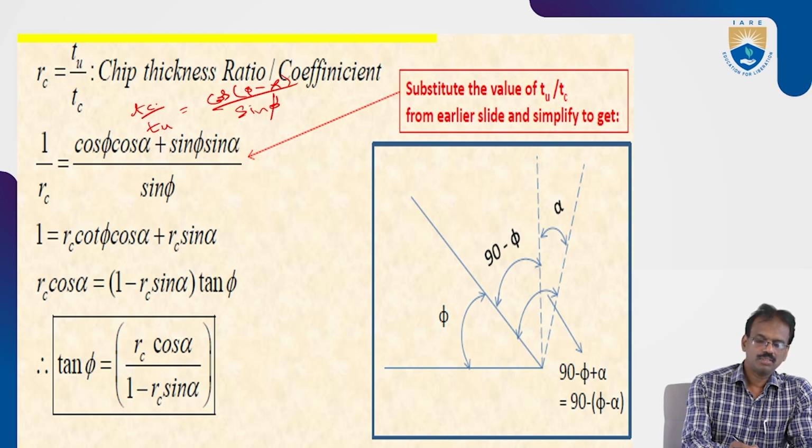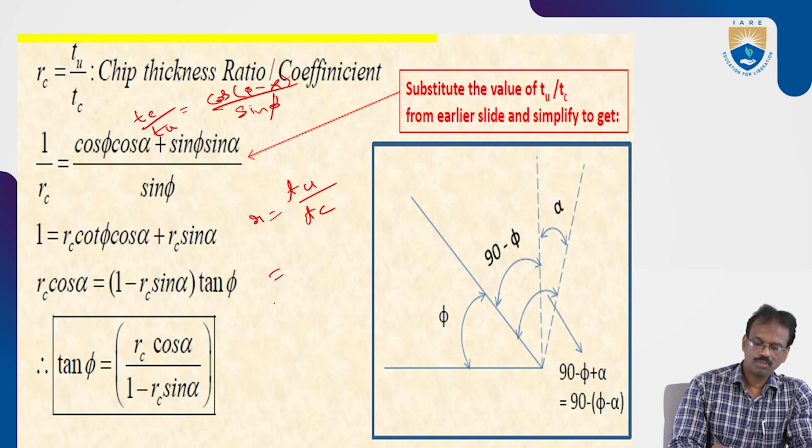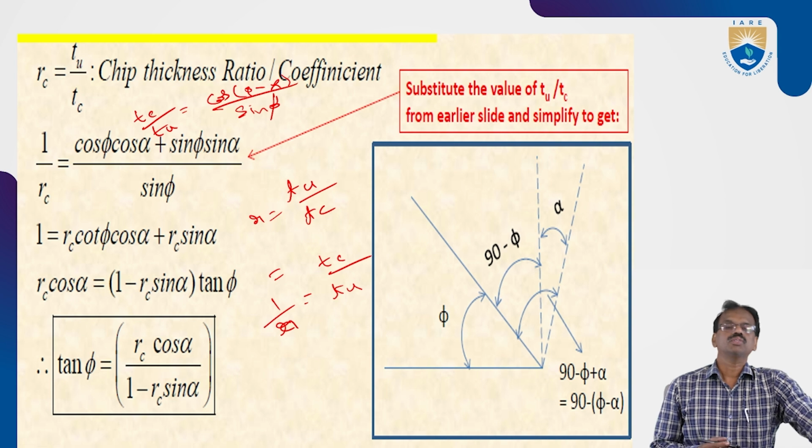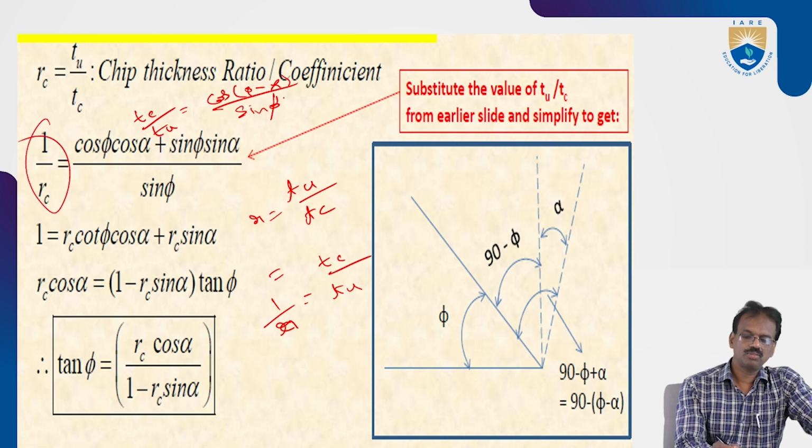So Tu is the uncut chip thickness, and Tc is the chip thickness. Uncut chip thickness by chip thickness, or chip thickness by uncut chip thickness. So this is r, that is uncut chip thickness by chip thickness. So 1 by r is equal to chip thickness by uncut chip thickness. So from this one you can write 1 by rc is equal to cos of phi minus alpha by sin phi.